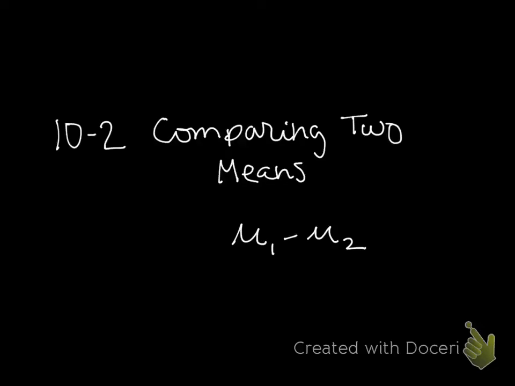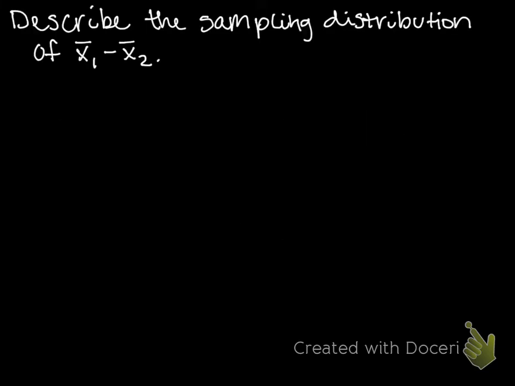Today we're doing section 10.2, comparing two means, mu1 minus mu2. Describe the sampling distribution of x bar 1 minus x bar 2. Again, remember, describing a distribution, we use the acronym SOCS, S-O-C-S. That stands for shape, outliers, center, and spread. Okay? For the sampling distribution, we shouldn't have any outliers, so just shape, center, and spread.